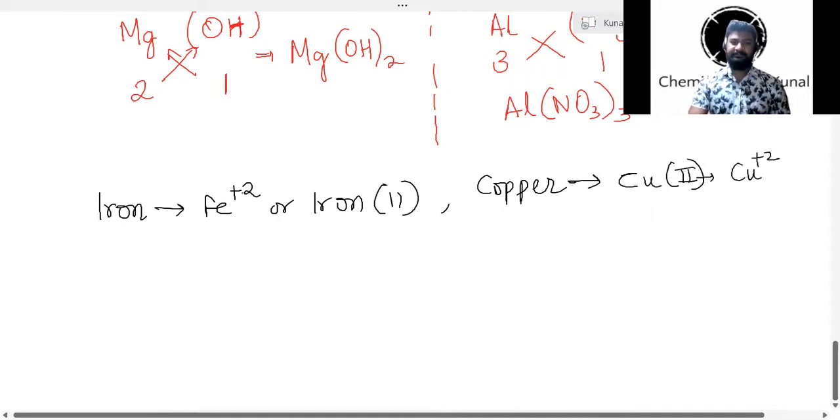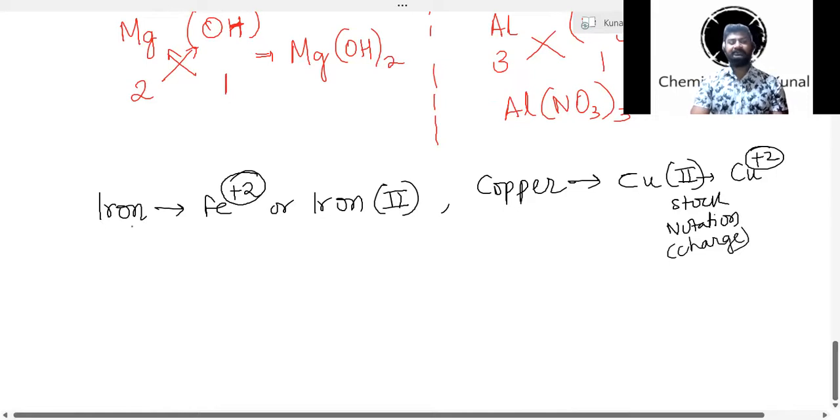Iron 2 plus is Fe. When they say iron, they mean the plus 2 charge one. When they say copper, they mean the plus 2 charge one. This is called stock notation. This Roman numeral is called stock notation. They're nothing but the charge that you have to write on the top of the ions. So iron is Fe2 plus, copper is Cu2 plus.